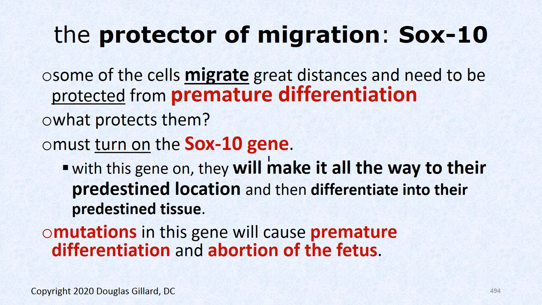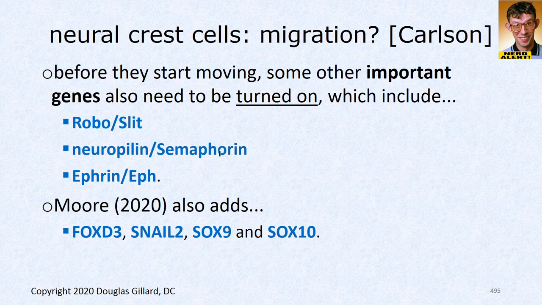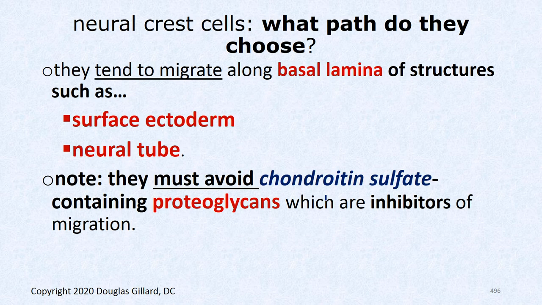So it's an important gene. The fetus won't be viable if that gene is mutated. That's our current understanding of this. Right, neural crest cell migration. And before they start moving, there are some other important genes that need to be turned on. I thought I said I wasn't going to hit you with these. I'll just give you the names of them, though. Robo, Slit, neuropilin, ephrin, FOXD3, Snail 2, SOX5, SOX9, and SOX10. Maybe I'm getting a little cuckoo.